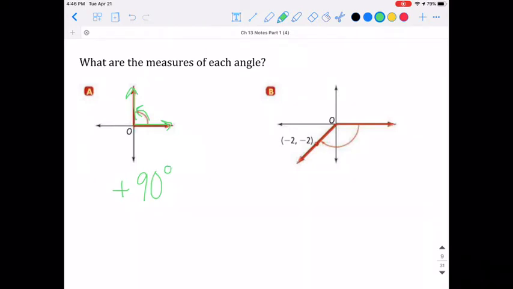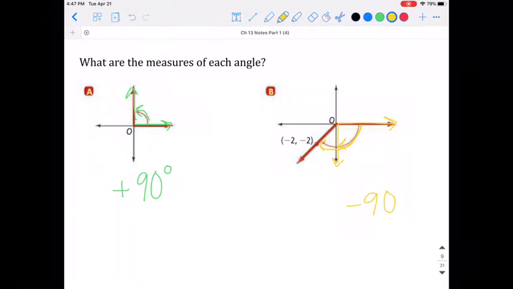For B, it's a little bit trickier. We're moving from the initial side in a clockwise direction, which means that our angle is going to be negative. First, from our initial side to the y-axis, that's a negative 90 degrees already. To figure out this other piece of the angle, we're going to create a right triangle. So we know, based off of this coordinate pair, that from the origin, we move 2 units down on the y-axis and 2 units left on the x-axis.